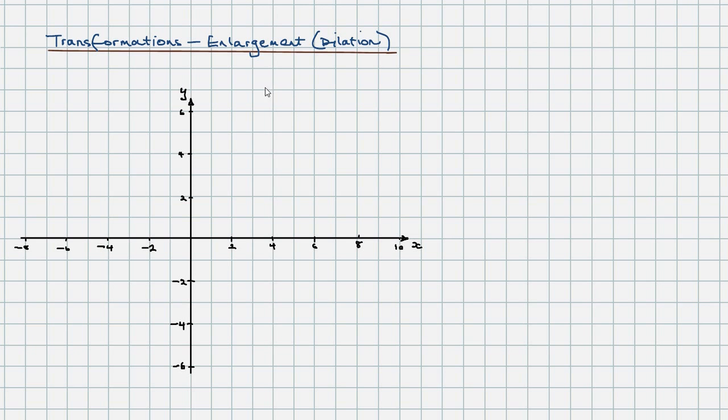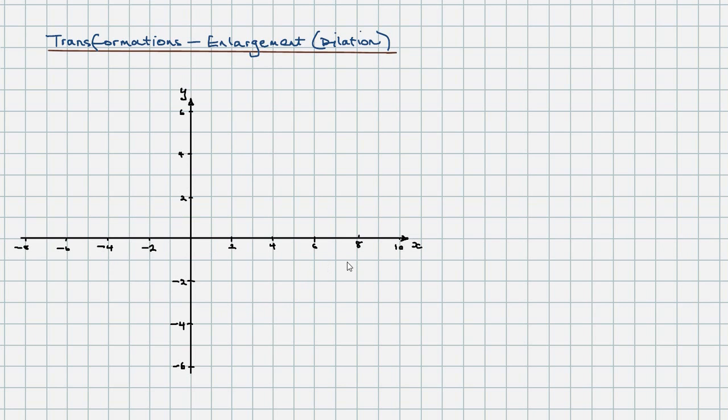Okay, so in this video we're going to look at enlargement, which is also known as dilation. And the first thing to say about enlargement is it can be about making things larger, but it can equally be about shrinking things down. So let's go ahead and do an enlargement without any marks at all on the coordinate plane.